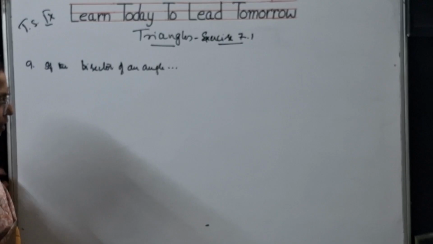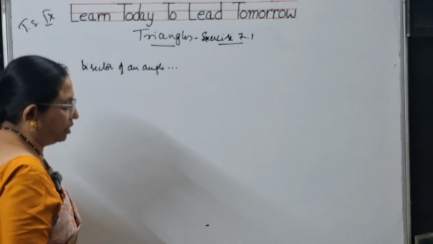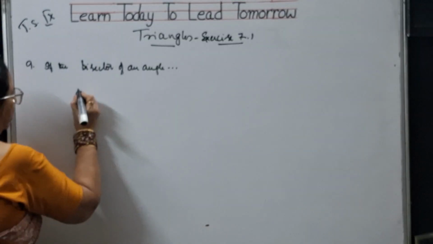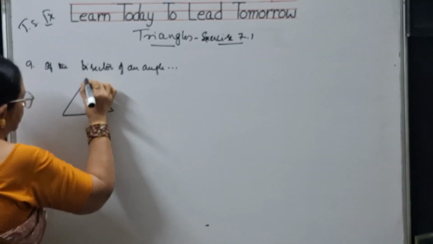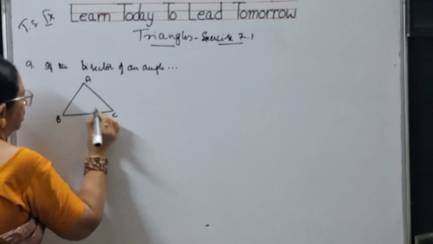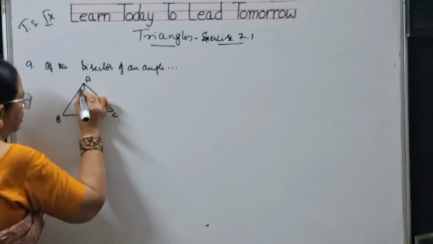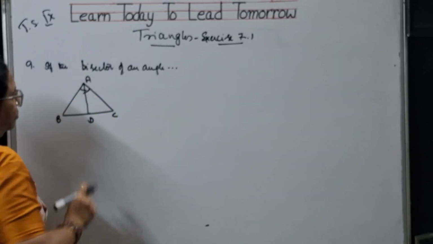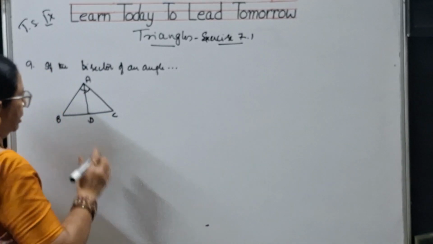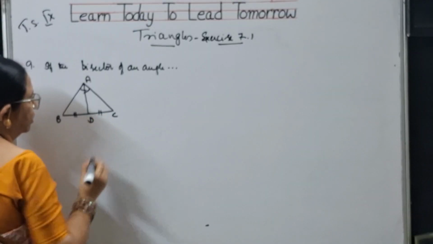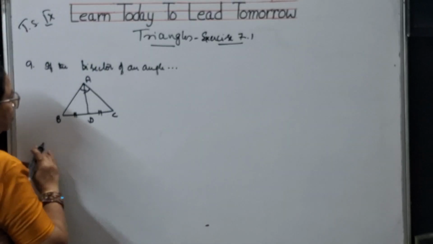Now ninth problem, children. The bisector of an angle of a triangle also bisects the opposite side. Let me take a triangle ABC, and AD is bisecting this angle into two equal halves. Then if the bisector of the angle of a triangle also bisects the opposite side, that means these two are equal, then prove that the triangle is an isosceles triangle.